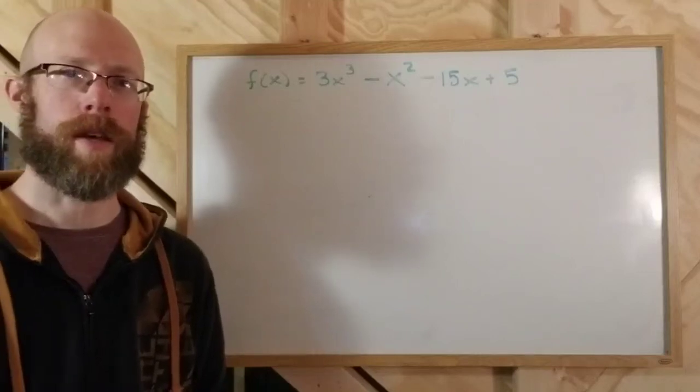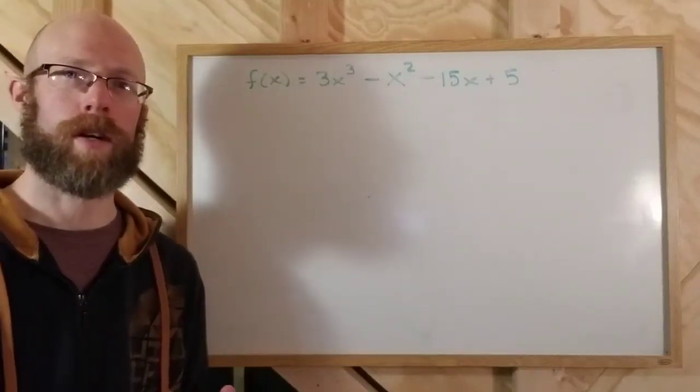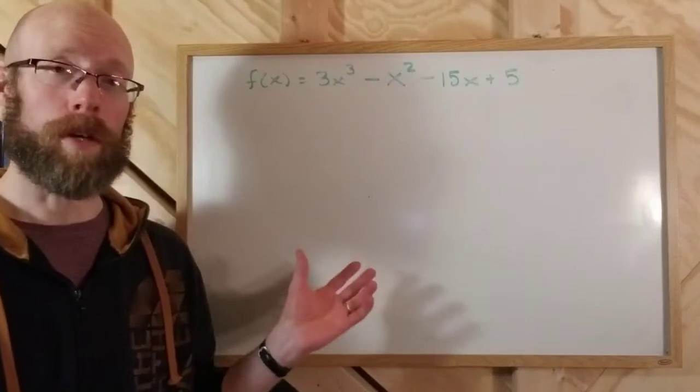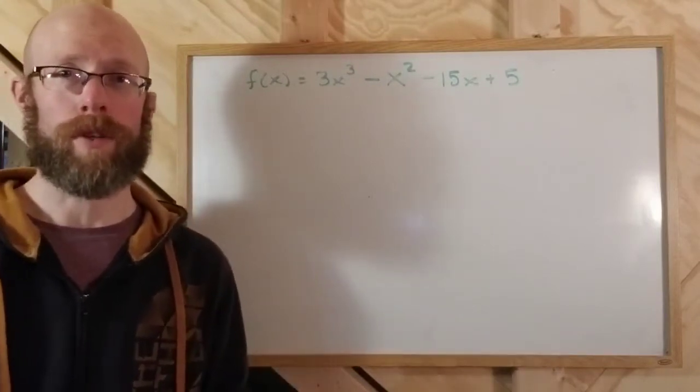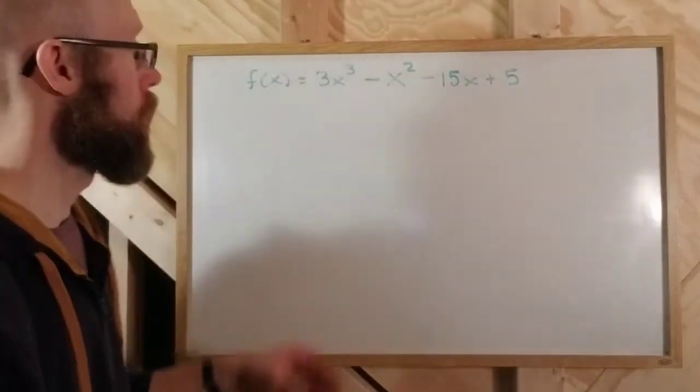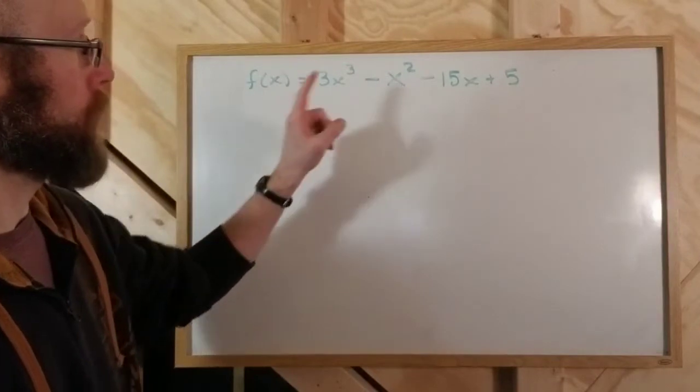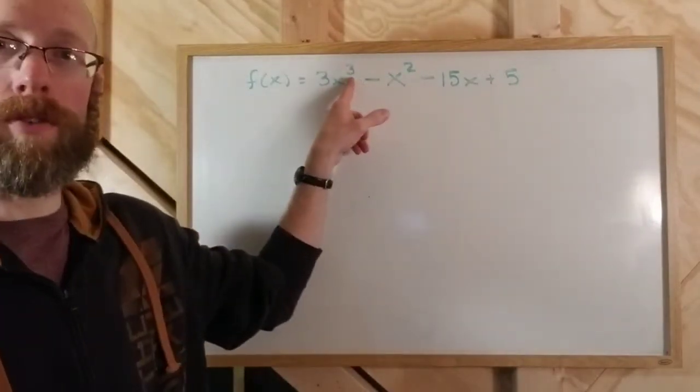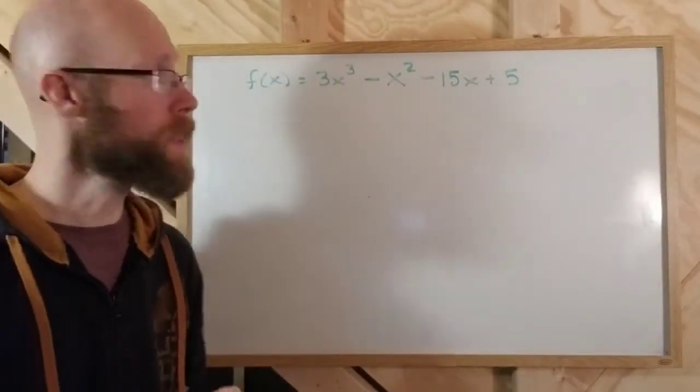All right, now in this example, I'm just going to go through another polynomial and try to find all of the real zeros, okay? So again, I'm going to start off by identifying the maximum number of real zeros I could have, which is 3.